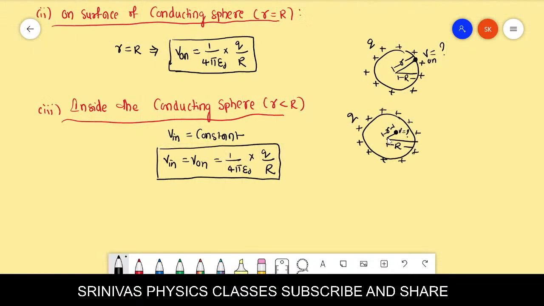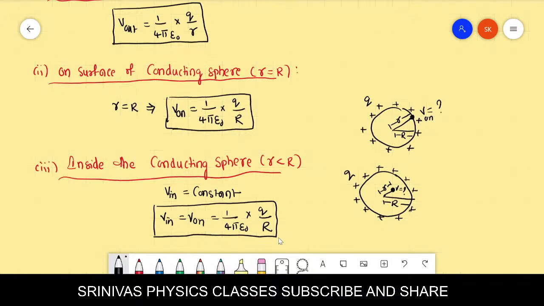And inside means inside at any point the potential remains constant, that is equal to potential on surface. This is the formula for the potential on surface. Inside potential equal to on surface potential, right? Okay, these are the formulas that you should remember, and it is very important. These formulas we will use in the future to learn some other concepts. Okay, right. Now let us go for the concept of capacitors. The capacitors concept is very important in this chapter.